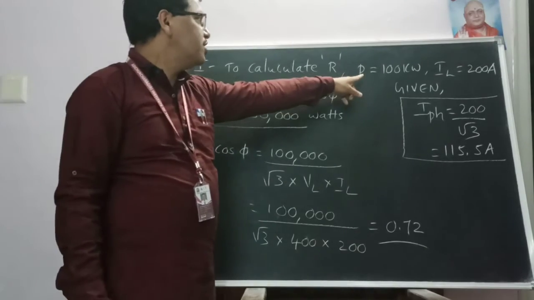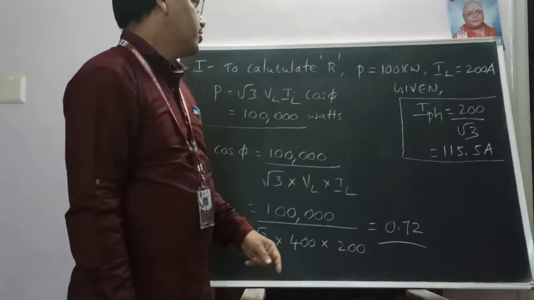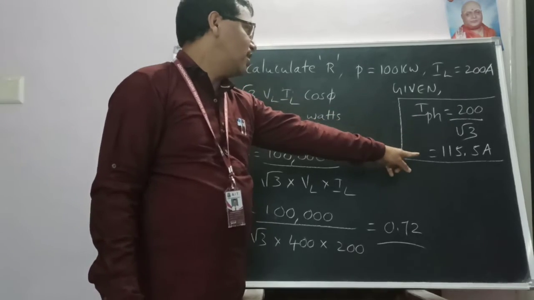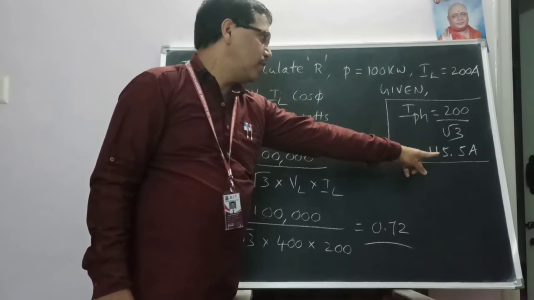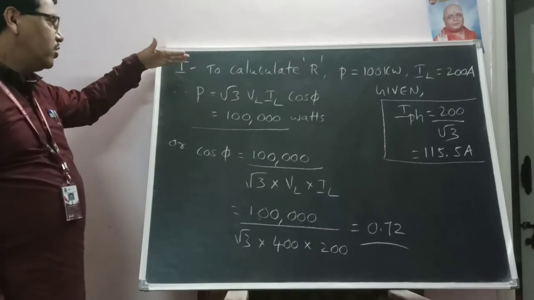As usual, power is given as 100 kilowatts. Line current is given as 200 amps. So phase current is 200 divided by root 3, and that answer is 115.5 amps.